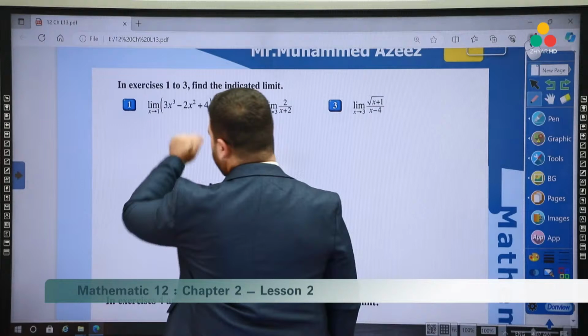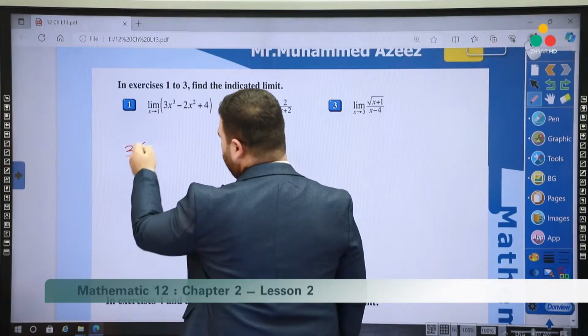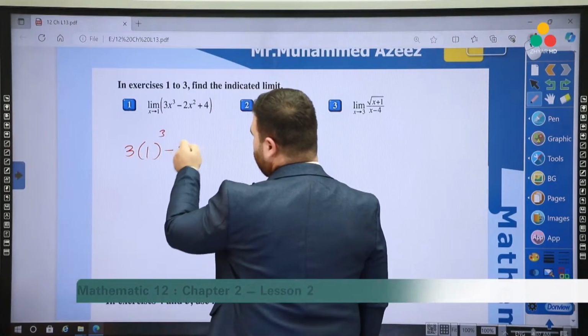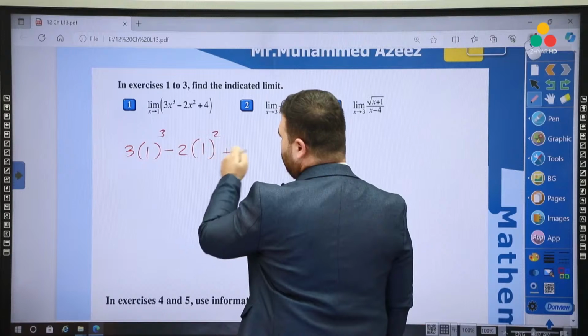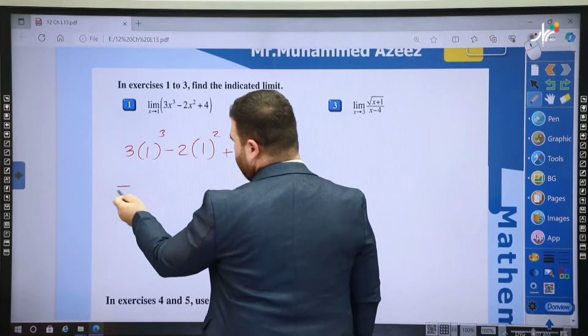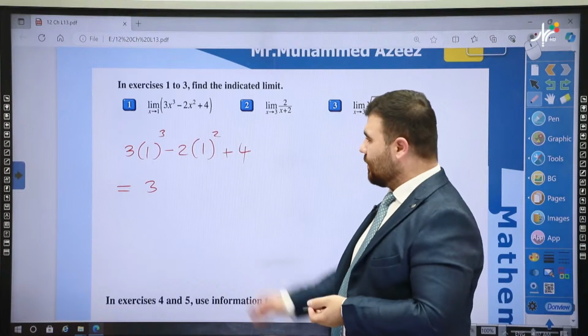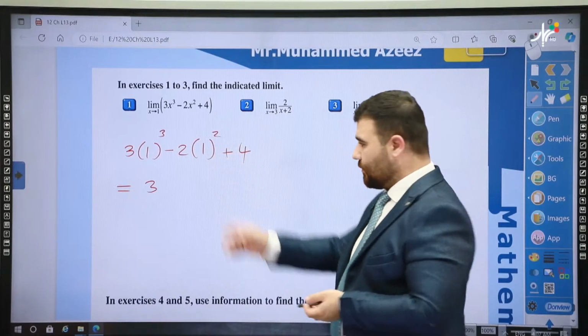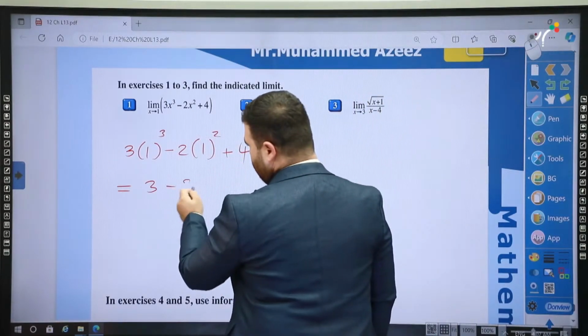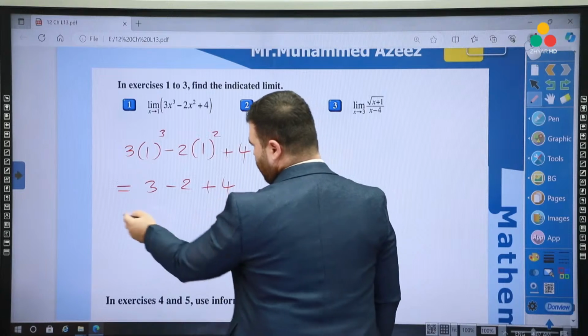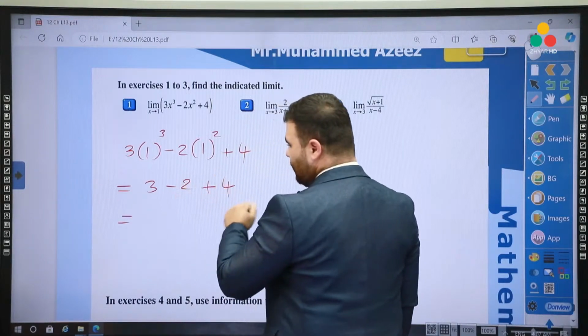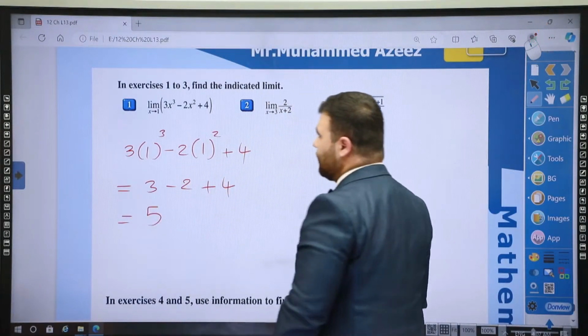Direct substitution, replace x with 1. 3 times 1 cubed minus 2 times 1 squared plus 4. This is 3. 3 times 1 is 3. 1 squared is 1, times 2 is minus 2, plus 4. Then the answer is 3 minus 2 is 1, plus 4, that's 5.